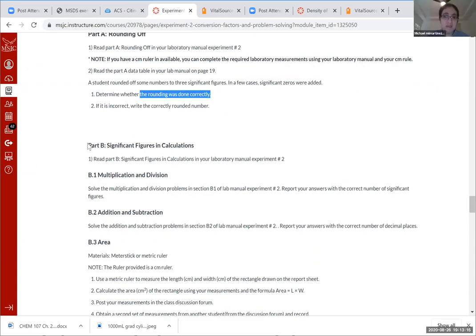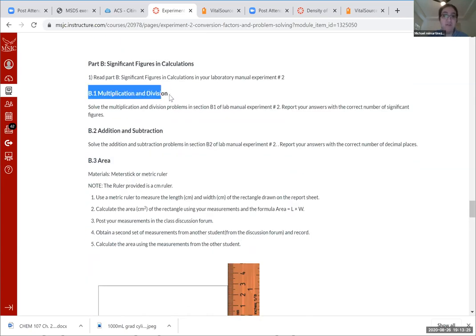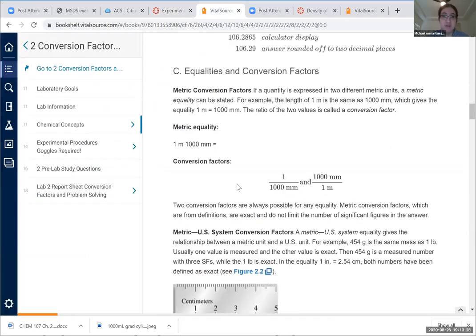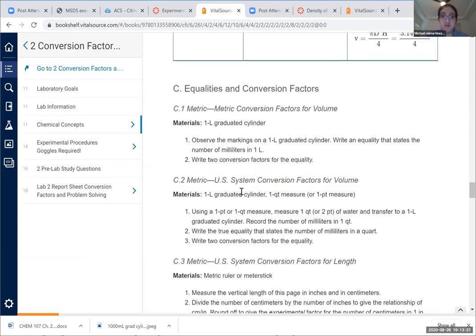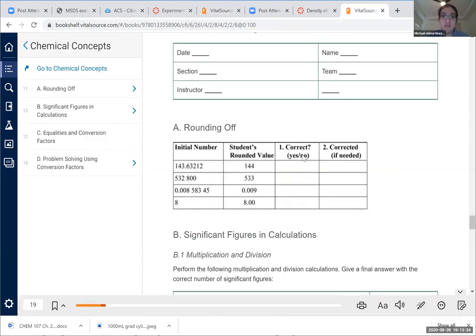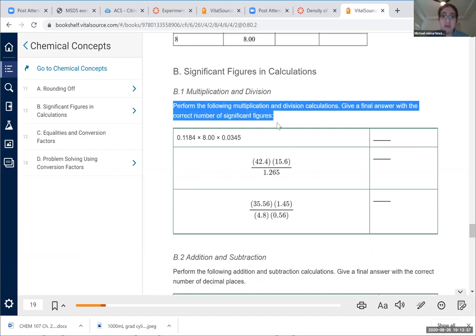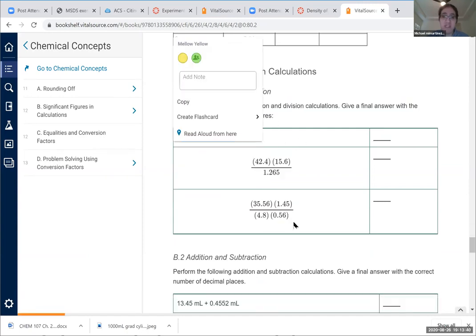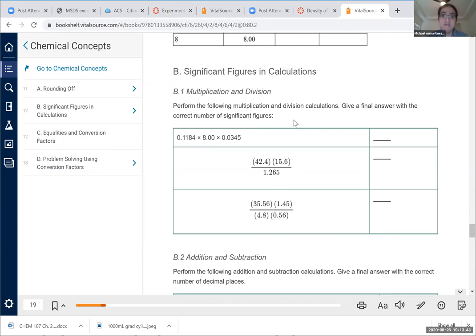In part B, significant figures and calculations, it's split into 4 parts: multiplication and division, addition and subtraction, and area. For part B1, multiplication and division, allow me to show you that section. So in part B1, they've provided you 3 different calculations that you have to perform following sig fig rules. That's all you have to do, just like the problems that we covered in lecture. Does that make sense to everyone?